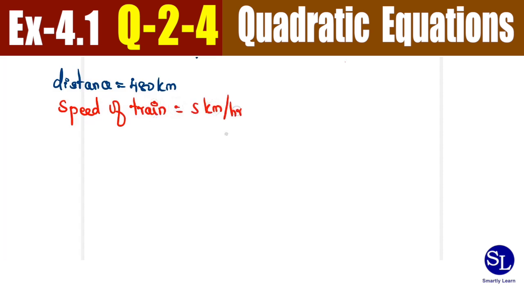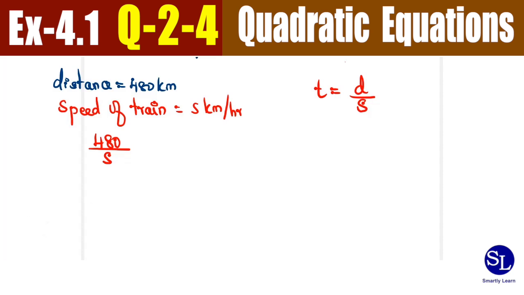Okay. So now let us understand what will be the time taken by the train to travel a particular distance. So we should know the physics formula. Time taken by a train is going to be distance by speed. So in this case, the time taken by the train will be 480 by s hours, because everything is in kilometers or kilometers per hour. The time taken will also be in hours.